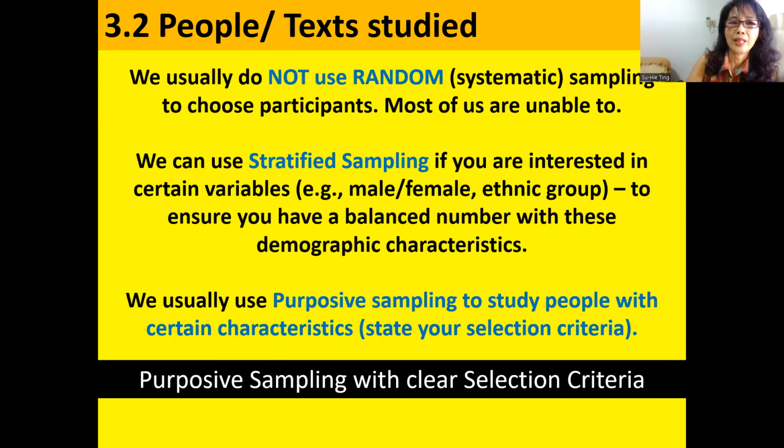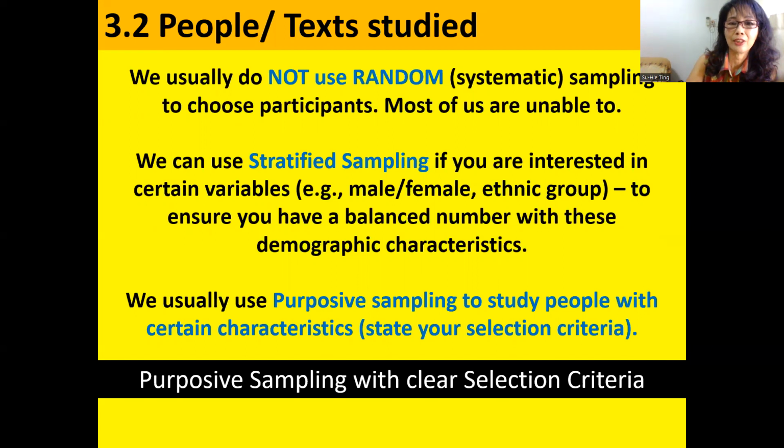Now, more on this, participants or text. Here, there is no random sampling being used. You can use stratified sampling if you wish, if you are interested in certain variables. For example, you want to make sure that enough males and females among the participants, enough of ethnic groups in the participant list, you can do stratified sampling. But if not, you can choose purposive sampling to study people with certain characteristics that are important in your study.